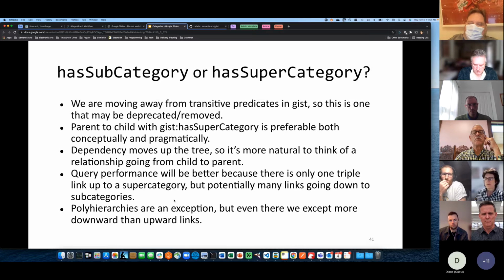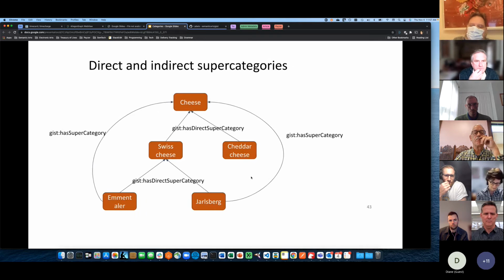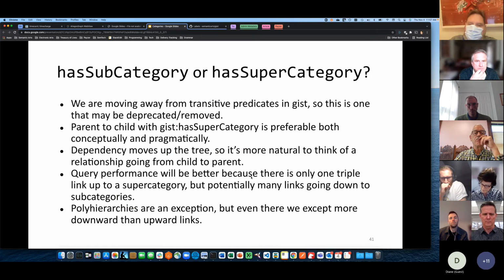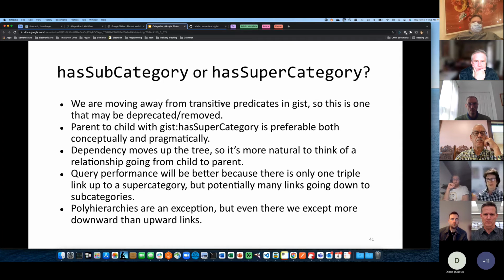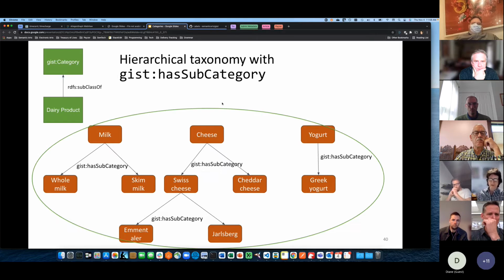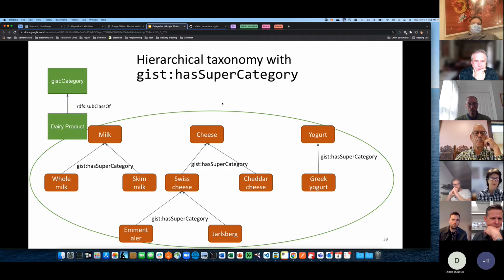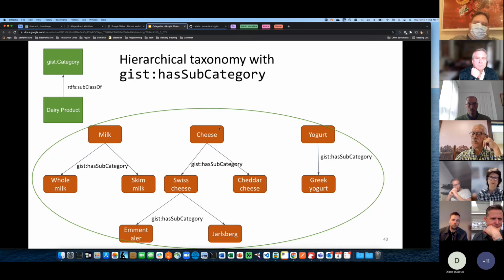So we're moving away from transitive, all right, another mistake, this is inverse predicates. Sorry, before these get distributed, I'll make these fixes. So we're moving away from inverse predicates. In fact, one of these may be deprecated or removed in a future release. So we tend to prefer the parent to child relationship, which has supercategories. So we prefer going up the tree rather than down the tree.